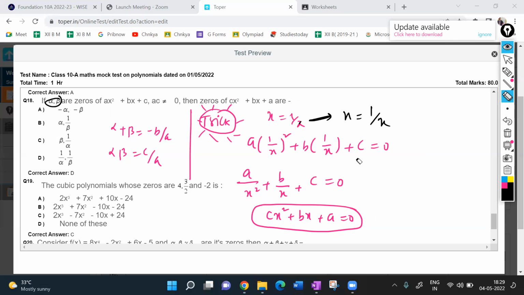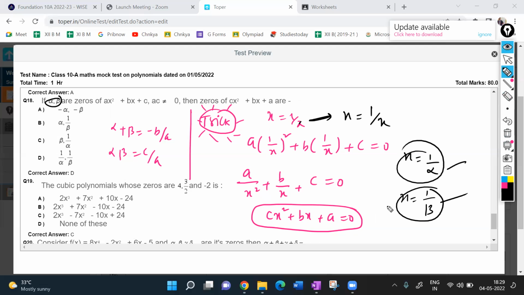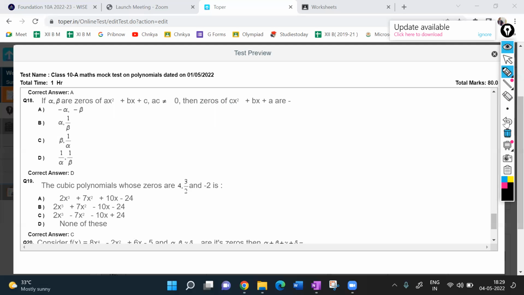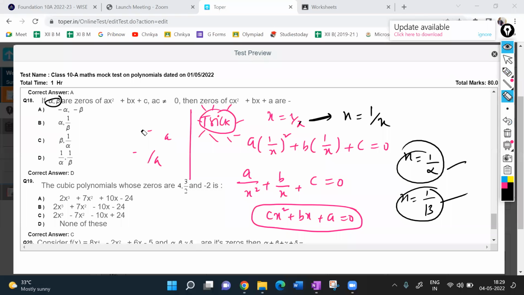If x value 1 by x I'm taking, then the roots become reciprocal, right? Roots will get reciprocal. So your x value is 1 by alpha if you take x value as alpha, and one more root is going to be, if you take beta, 1 by beta. This will be your roots. Getting my point? Understood or not? Understood, sir. So look at this here. This is how you just solve. No need to take the sum of the roots here. Quite simple. So option D is going to be your right answer.